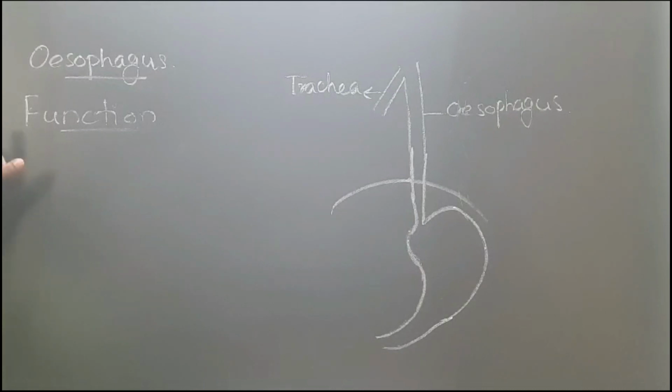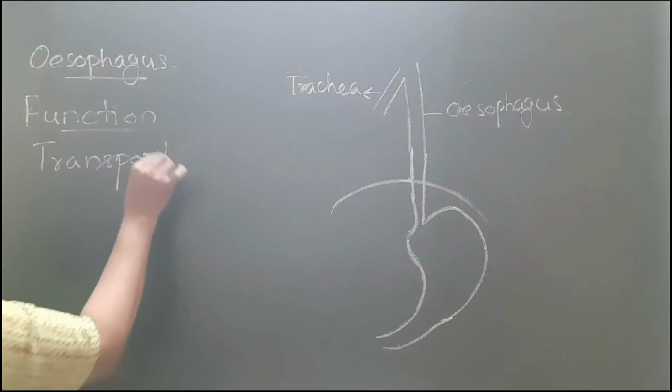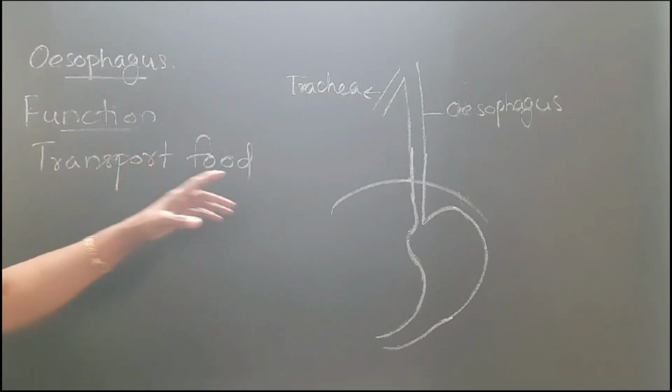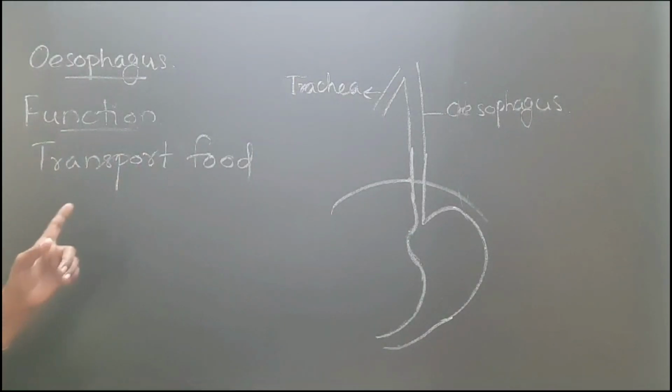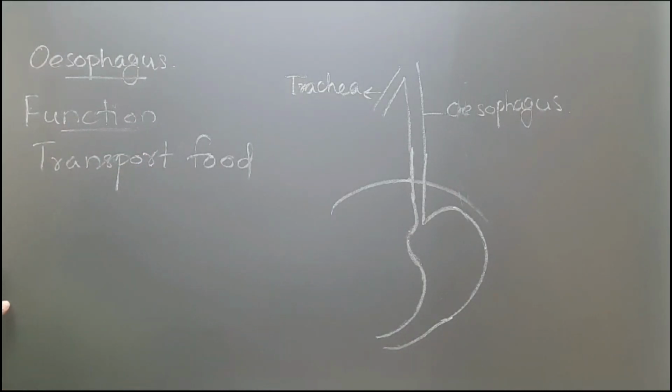What is the function of the esophagus? The function of the esophagus is to transport food. Food which is coming from the mouth to the throat, it carries to the stomach. To transport food which enters the mouth and comes through the throat to the esophagus, which carries this food to the stomach. That is the function of the esophagus.